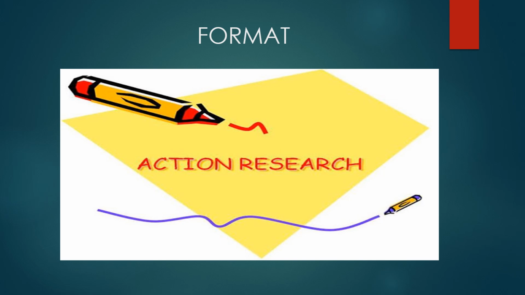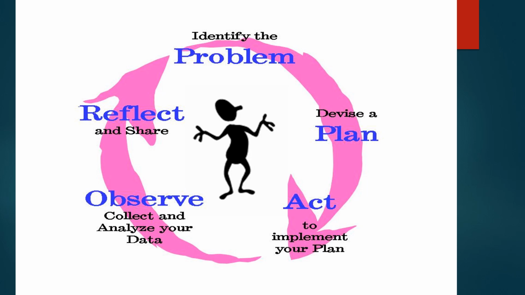In our previous slide we have discussed action research. This is the format of action research, how to write in a proper way step by step. First of all, you have to identify the problem, devise a plan, then act to implement your plan, observe, collect and analyze your data from the sample, then reflect and share it. Whatever you have observed, you have to write in your own words. This is the cycle you have to follow during your action research.